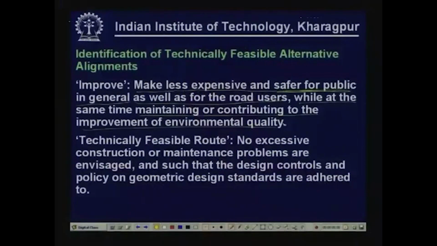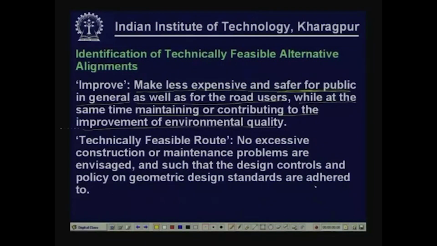Now, as the title says, it is the identification of technically feasible alternative alignments, so it is necessary for us to understand what we mean by a technically feasible route. It essentially means that no excessive construction or maintenance problems are envisaged, and that design controls and policy on geometric design standards are adhered to. You are already familiar with this; you have already studied geometric design in detail. So, you have the background.